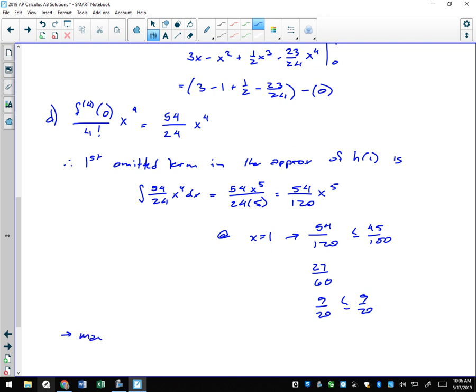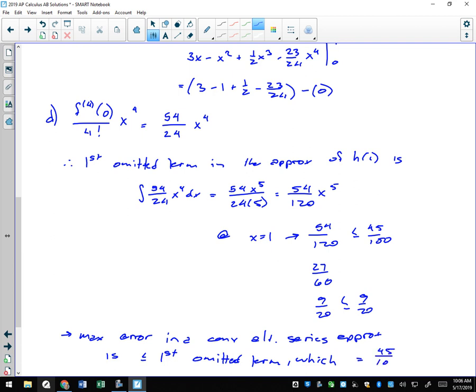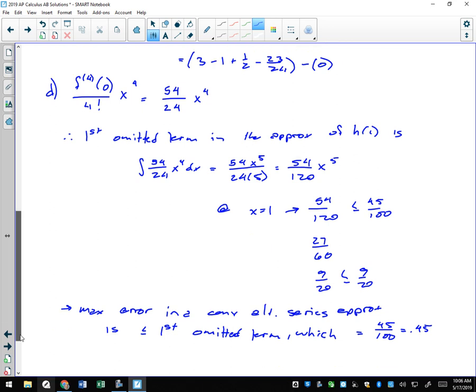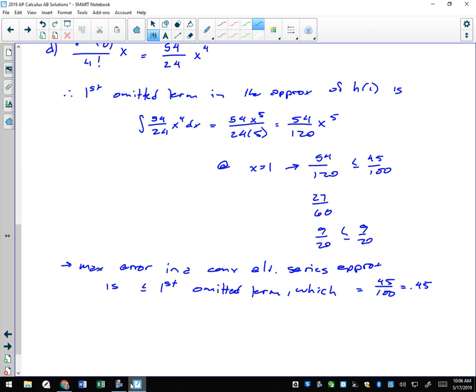The max error in a convergent alternating series approximation is less than or equal to the first omitted term, which equals 45 over 100 in this case. All right, so there, that's good enough. We are now done. We got exactly the value we needed for the error approximation, and I'm going to quit.